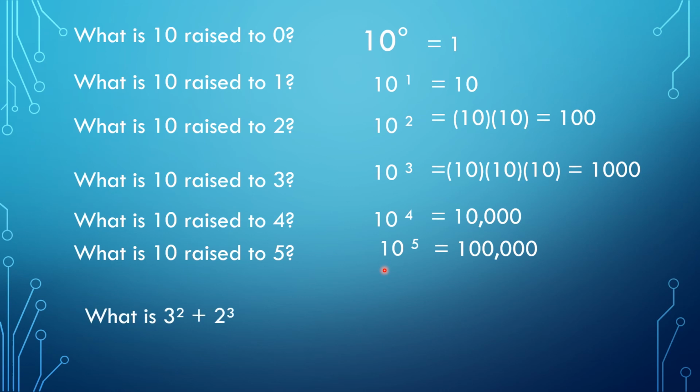Now, what is 3 squared plus 2 cubed? 3 squared means 3 times 3. Then, you're going to add that to 2 cubed, that is 2 times 2 times 2. So, 3 times 3, that is 9, plus 2 times 2 times 2, that is 8. Therefore, that is equal to 17.